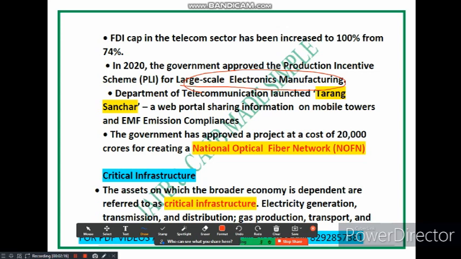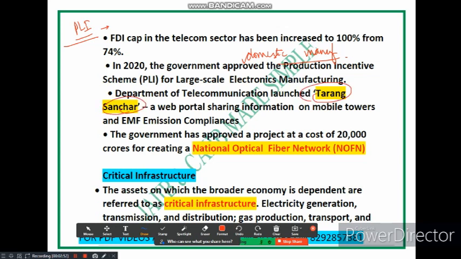So this scheme aims to boost domestic manufacturing. What does it boost? It boosts domestic manufacturing, creates employment opportunities and reduces dependence on imported electronic products. So under the PLI scheme, what happened? This is called the production linked incentive scheme. Companies manufacturing smartphones, tablets and other electronic devices in India receive incentives from the government to encourage their production within the country.